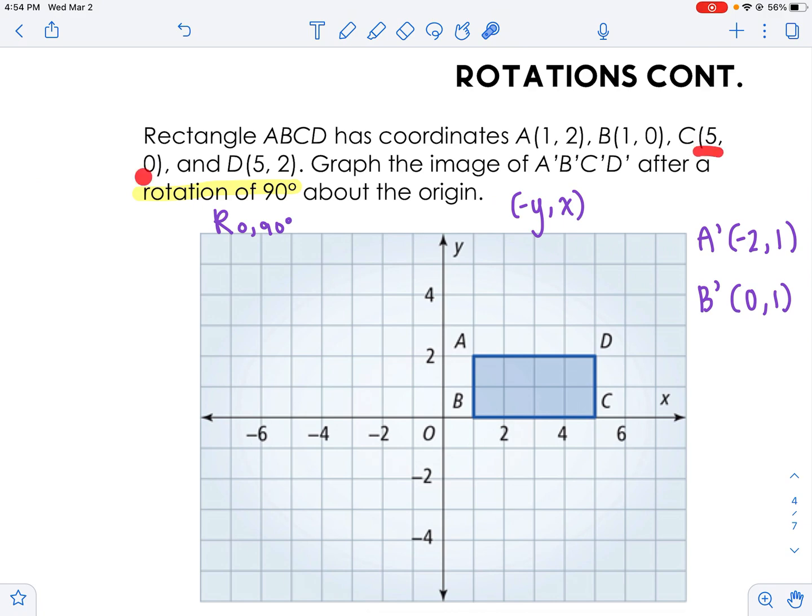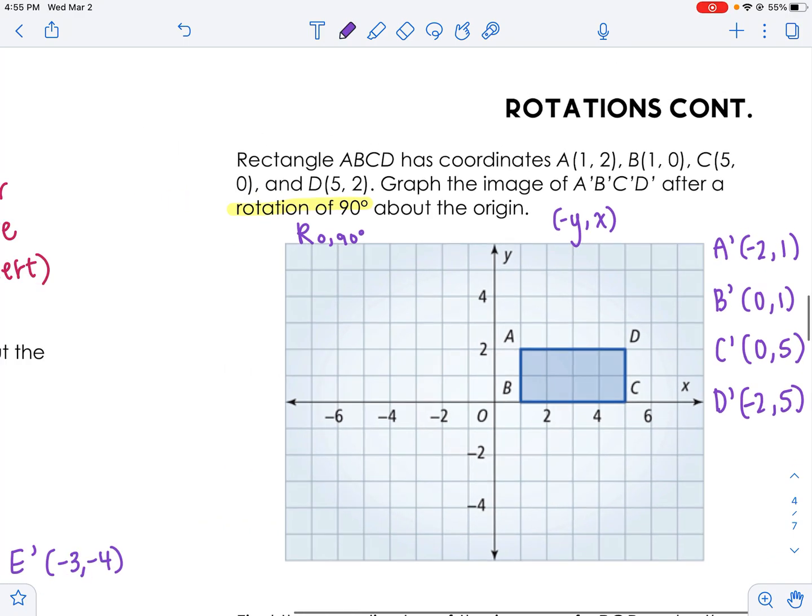Okay, the next one is at 5, 0. So C prime, flip those, would be at 0, 5. And remember, we can't make 0 negative. And then D prime would be at 2, 5. So it goes from 5, 2 to 2, 5. But I'm going to make the first one negative, so it'd be negative 2, 5.